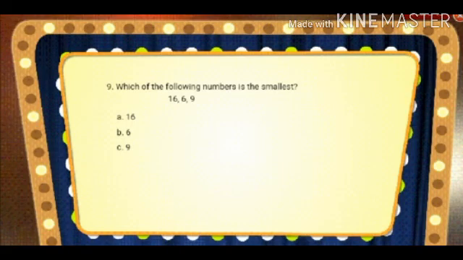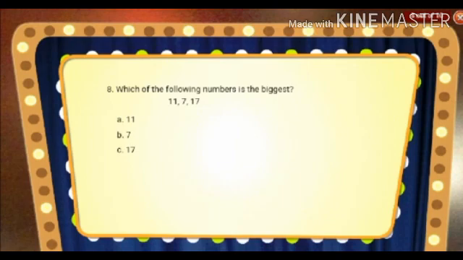Which of the following numbers is the smallest? 16, 6 or 9? Yes, number 6 is the smallest number. You are correct. Now, which of the following numbers is the biggest? 11, 7 or 17? Yes, number 17 is the biggest number.